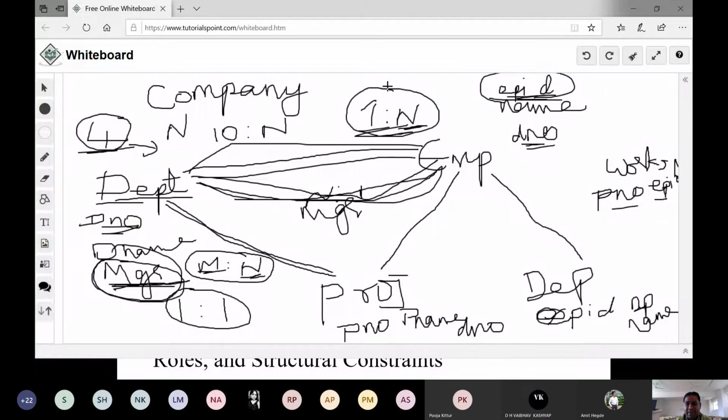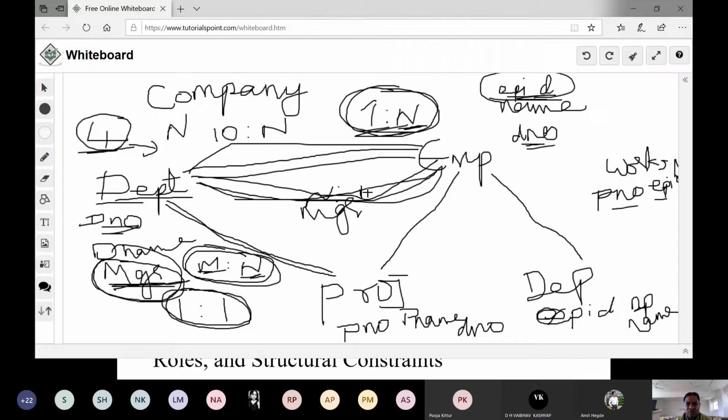So we have different types of ratios, and these ratios are called cardinality ratios. Are you understanding what the cardinality ratios are? Cardinality ratios are the ratios which specify the relationship occurrence in the entities. I repeat again, cardinality ratios are the ratios which tell the occurrences of the entities' relationship.